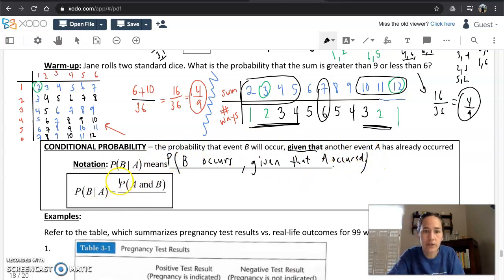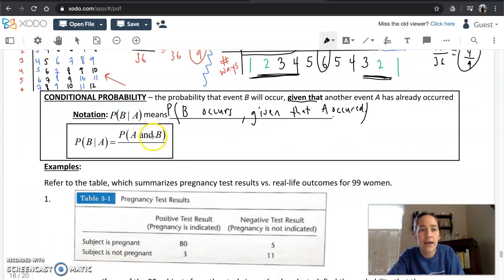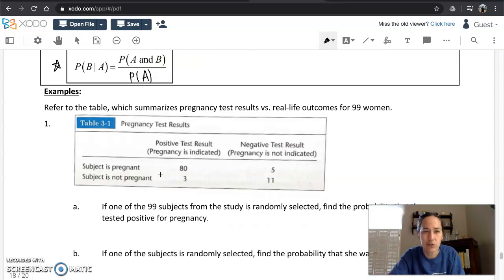There is a good formula that we will continue to refer back to. Probability of B given A can be the probability that A and B happens divided by the probability of A having already happened. So it's the probability of A and B occurring over just the probability of A. And I'll try to show you how that works. A lot of this is going to be common sense, which is good news.